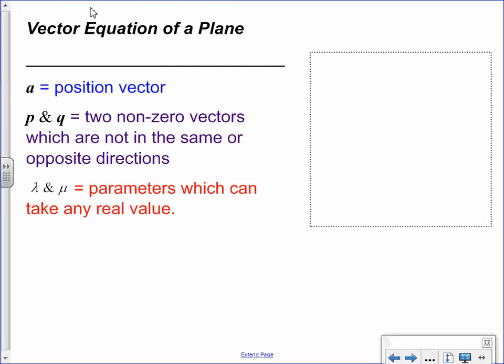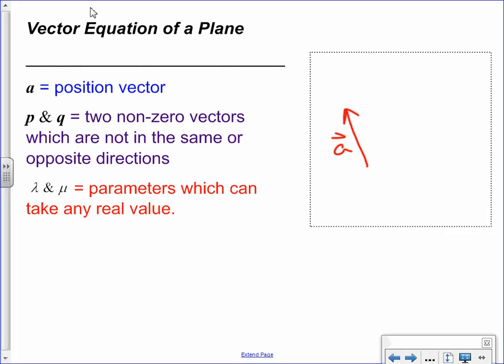Plane, and we're going to do Cartesian as well, is not that far off from what we've been doing. So once upon a time, we have some position vector A, right? Just like last time. And let P and Q be two non-zero vectors, which are not in the same or opposite direction. So they're not parallel, because if they are, it'll collapse back down into a line.